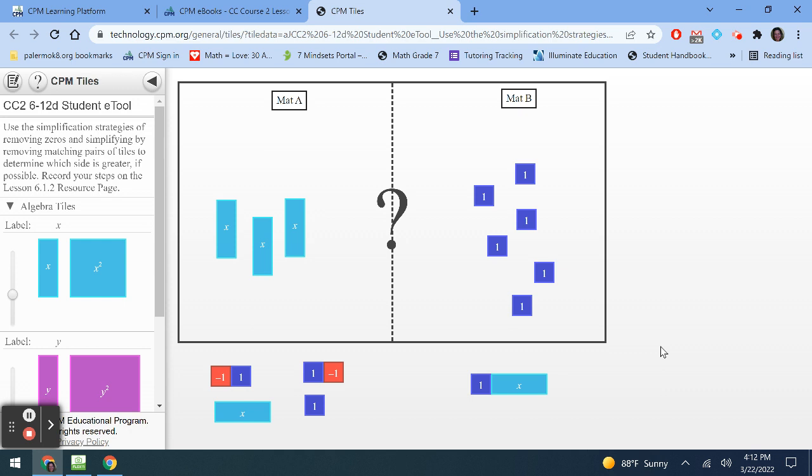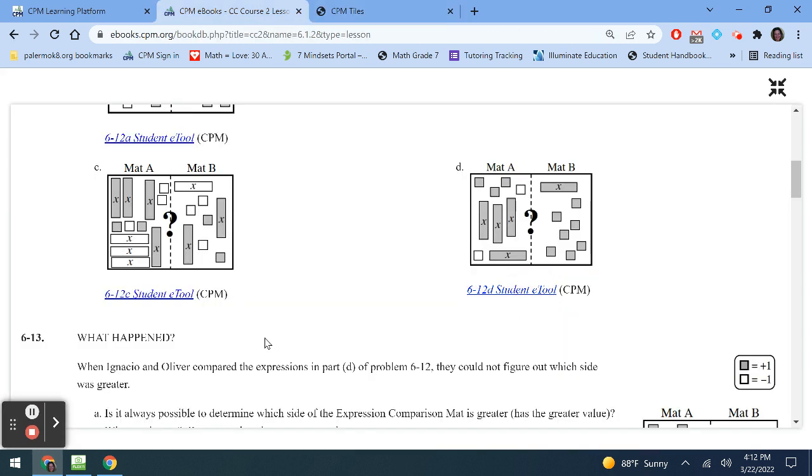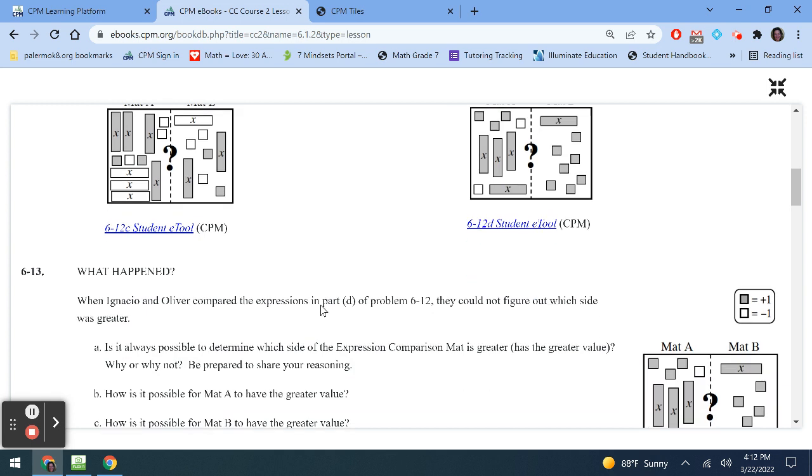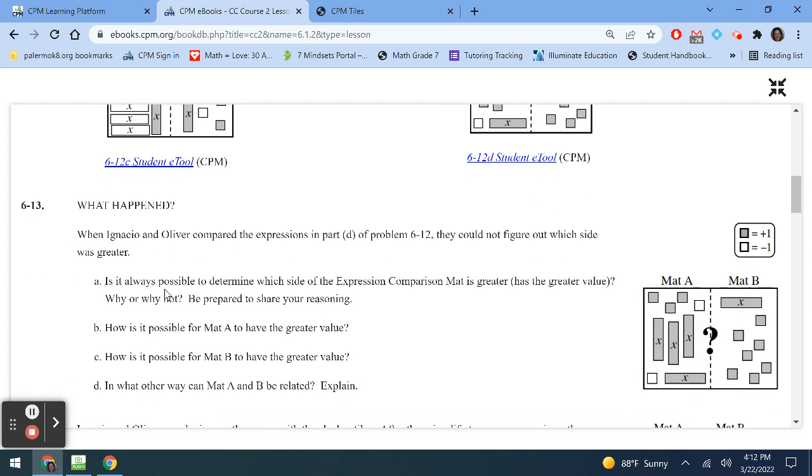And so hopefully this is as simplified as you got your mat. So what's left? For mat A, we have 3x right here. And then for mat B, it looks like we have 6. So which one's larger? That's what it's asking us to look at in this next problem. It's hard to tell.